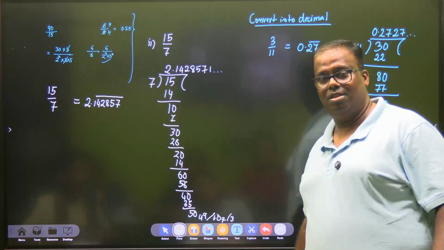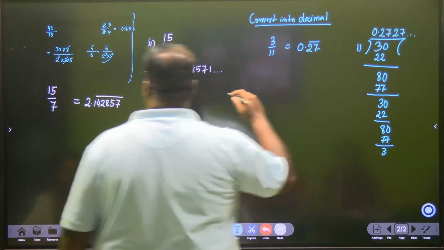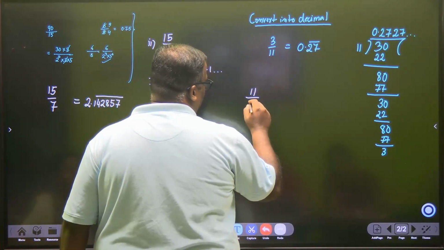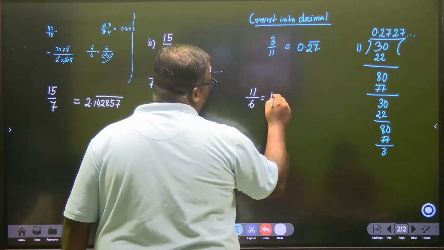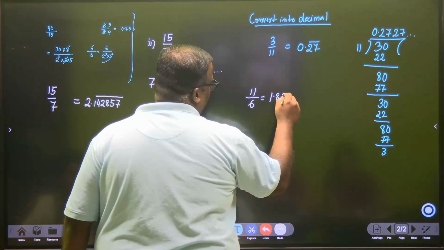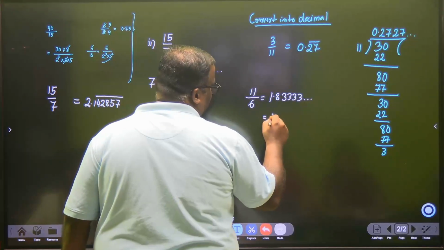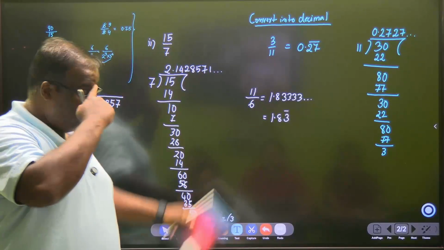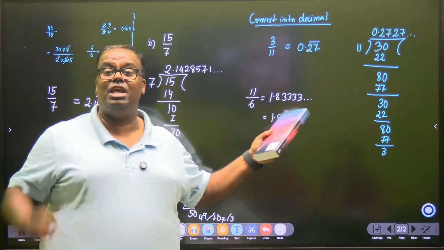1.83 bar. So the number is coming up as, which was the number? What was the number I gave you? 11 upon 6. So you are getting 1.8, and after that 3 is repeating, right? So dot dot dot. I can write it as 1.8, and after that the bar will be only on 3. What is the periodicity? 1. Don't say that the periodicity is 2, because 8 is not repeating.